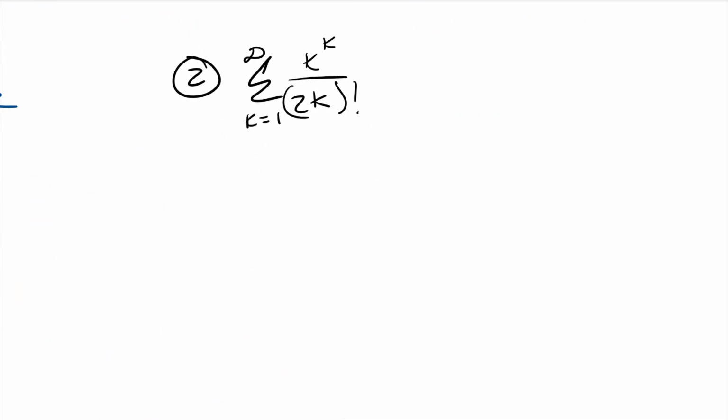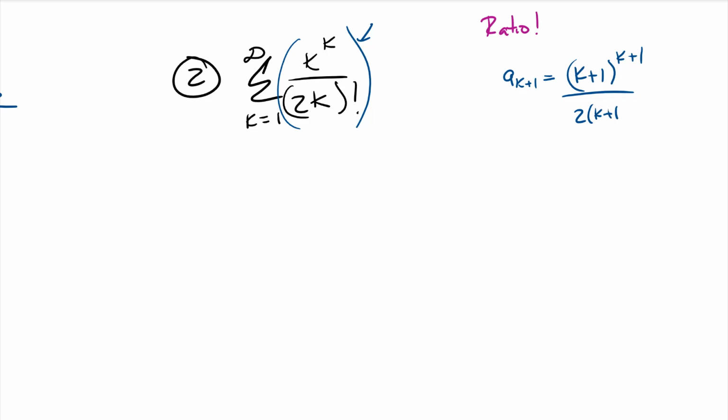So we thought ratio, right? Because there's that exclamation point. So we're going to come up with some a sub k plus 1. That's our a sub k right inside of here. So we're just going to say that's k plus 1 raised to the power of k plus 1 all over 2 times k plus 1. Uh-oh, this might get a little weird. And then we got our a sub k, which is k to the k over 2k factorial.